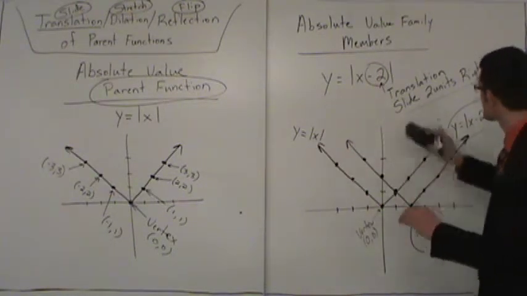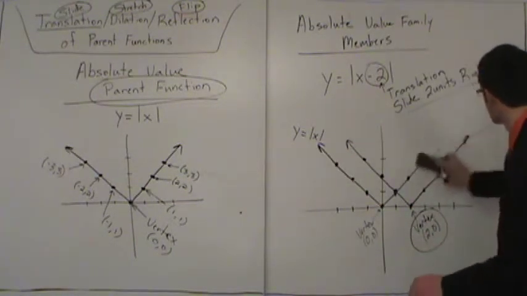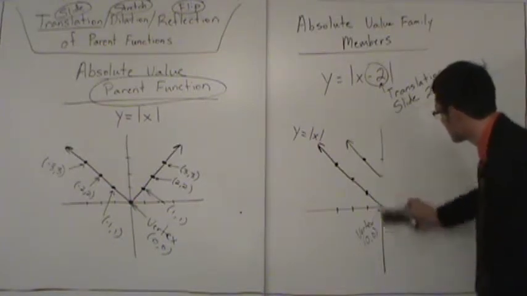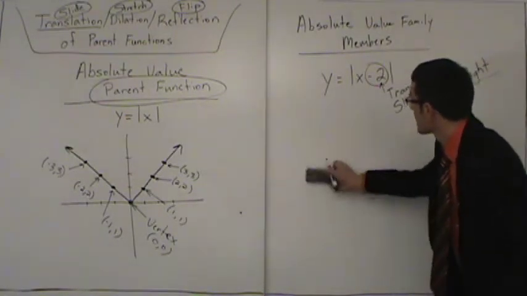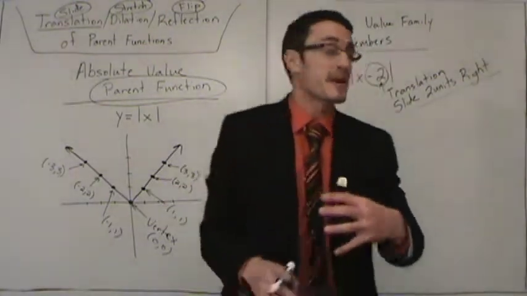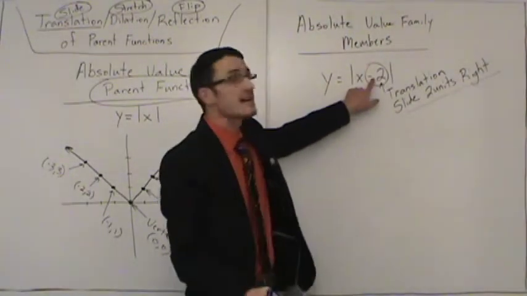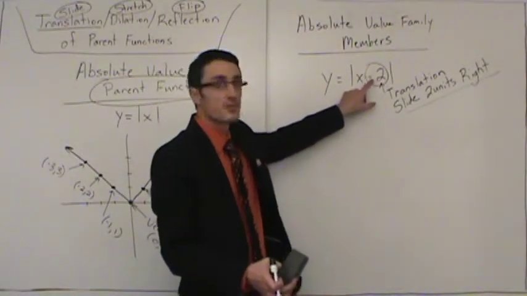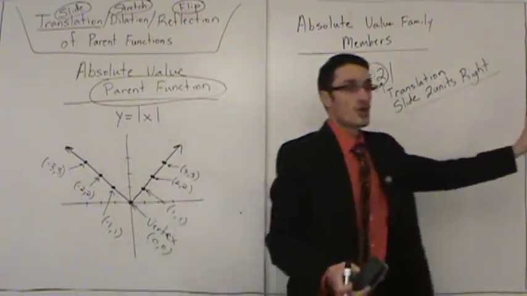All right, now I'm going to erase this. You can always rewind the video if you need to look at that again. And so again, notice it was the opposite of what we expected. So 2 being subtracted inside the absolute value results in a translation where? 2 units to the right.